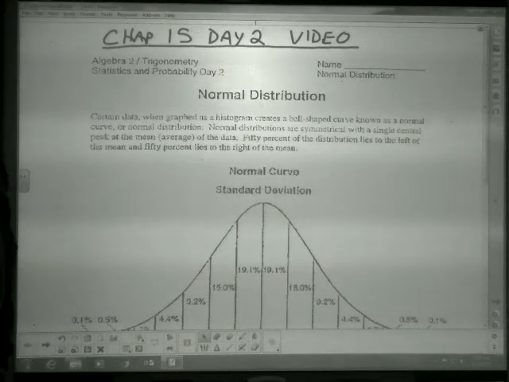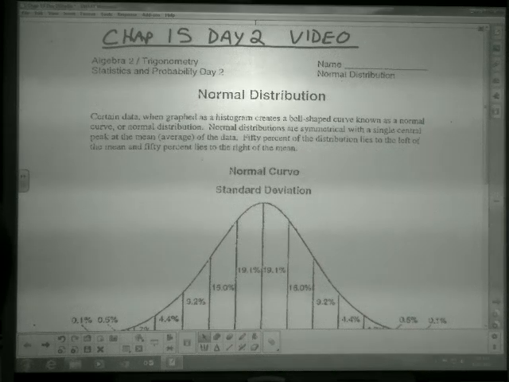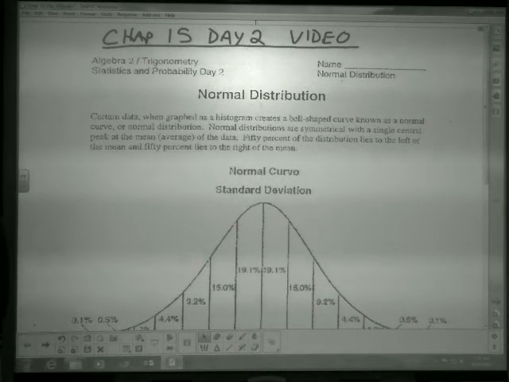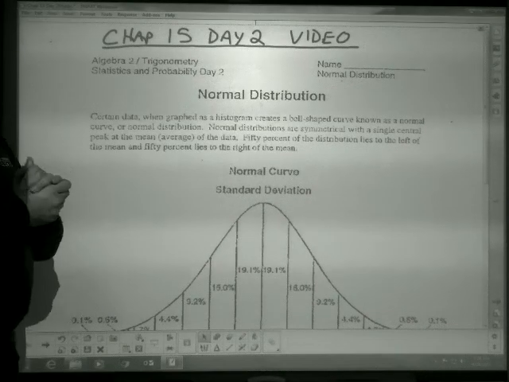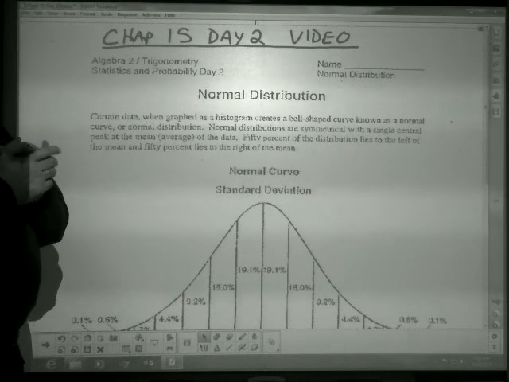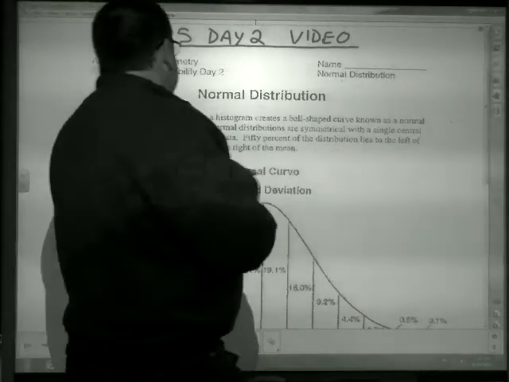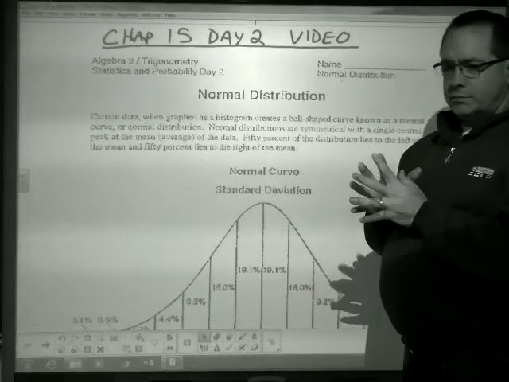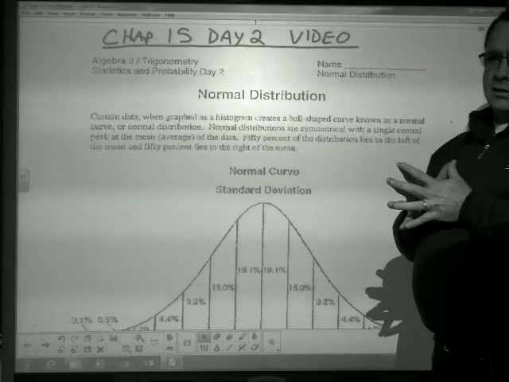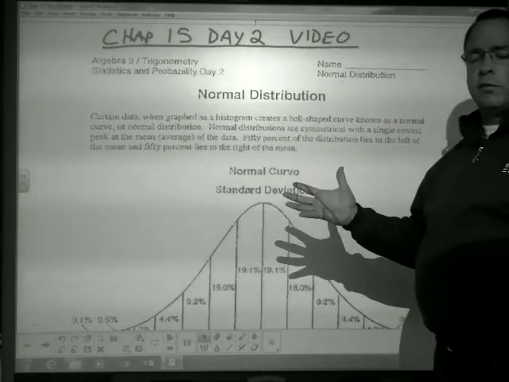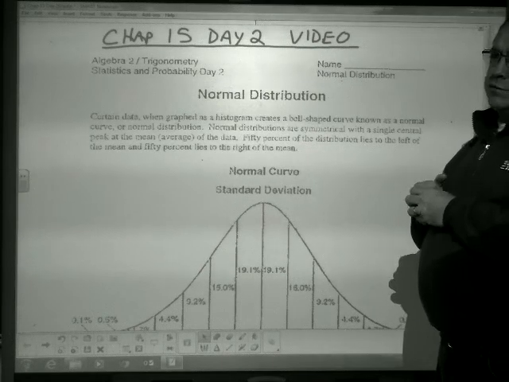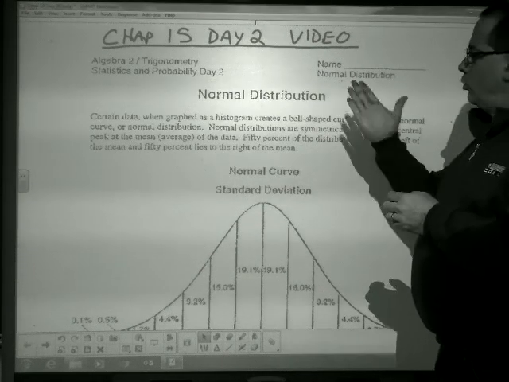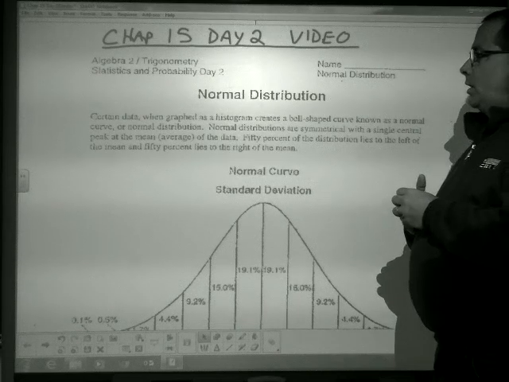Okay, chapter 15, day 2. What we're going to talk about today is something called a normal distribution. It's an introduction here to statistics. Data in life around us a lot of times follows something called a normal distribution.